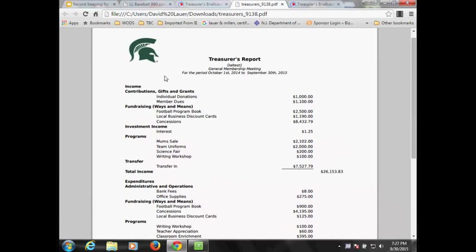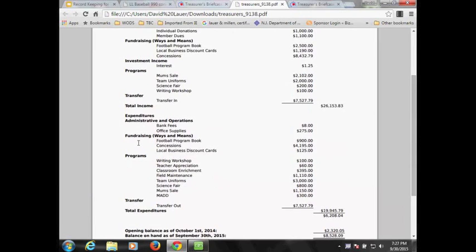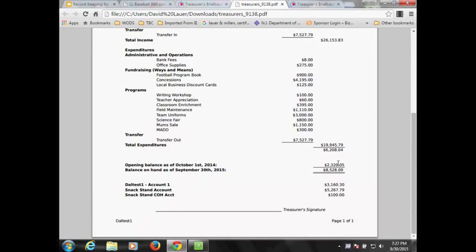So in this case, you'll see we've broken down our income into the various components: contributions, fundraising, investment, and programs. And then the expenses are broken down the same way: administrative, fundraising, programs, to show you the net result for the period, and therefore what the true ending balance is, or the net assets that we have.